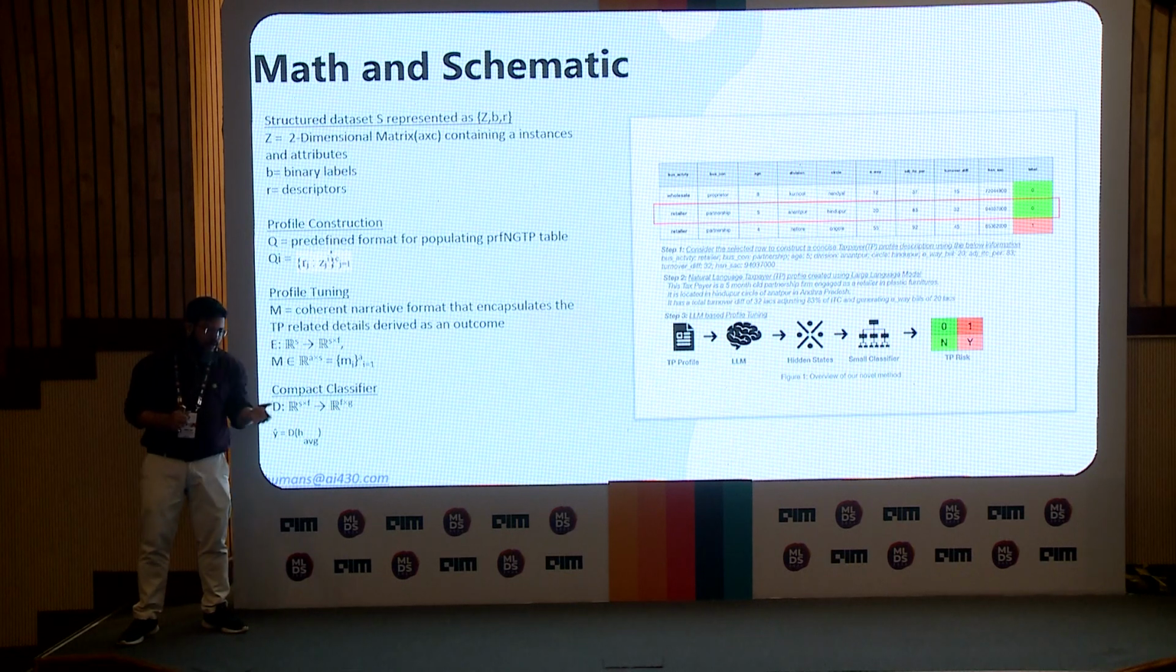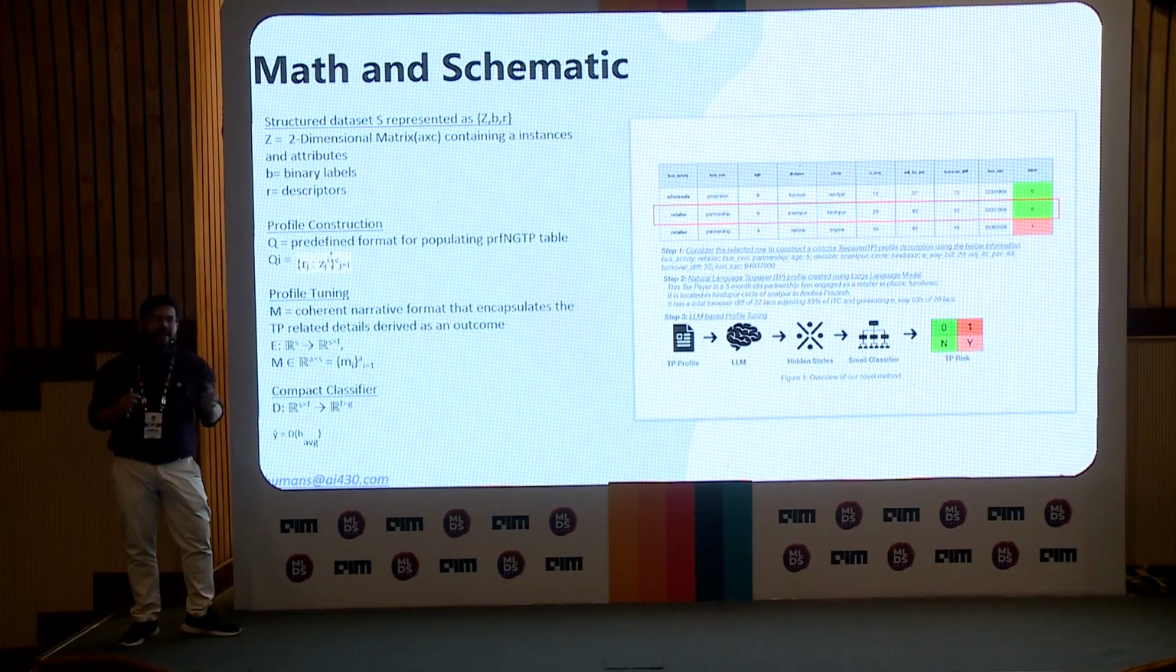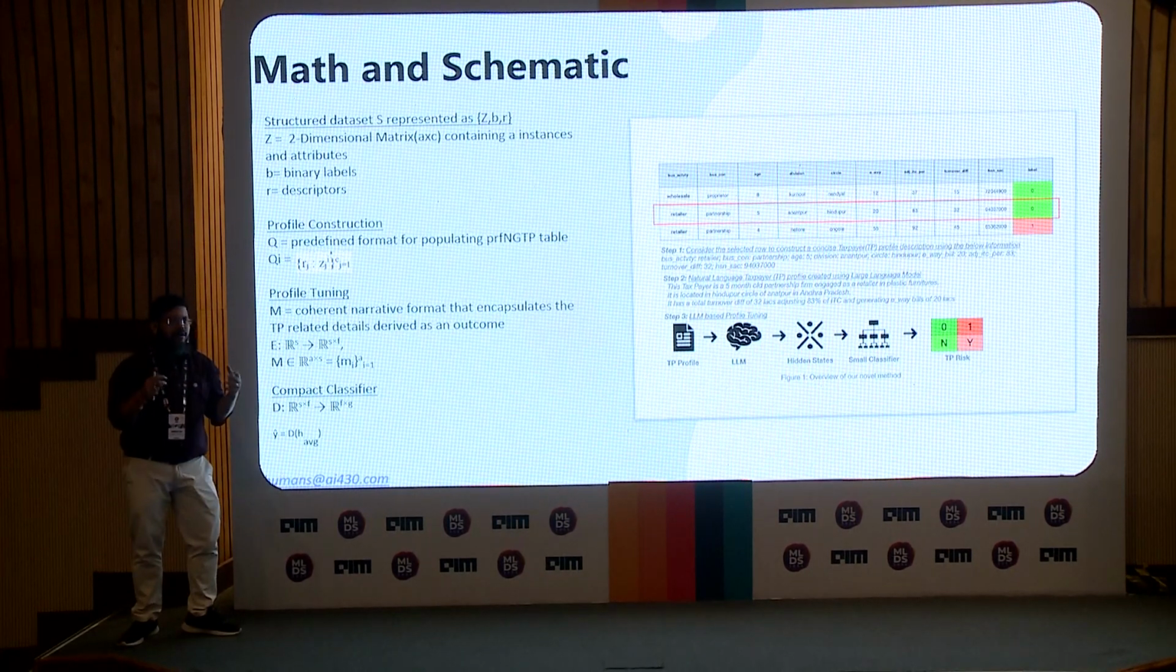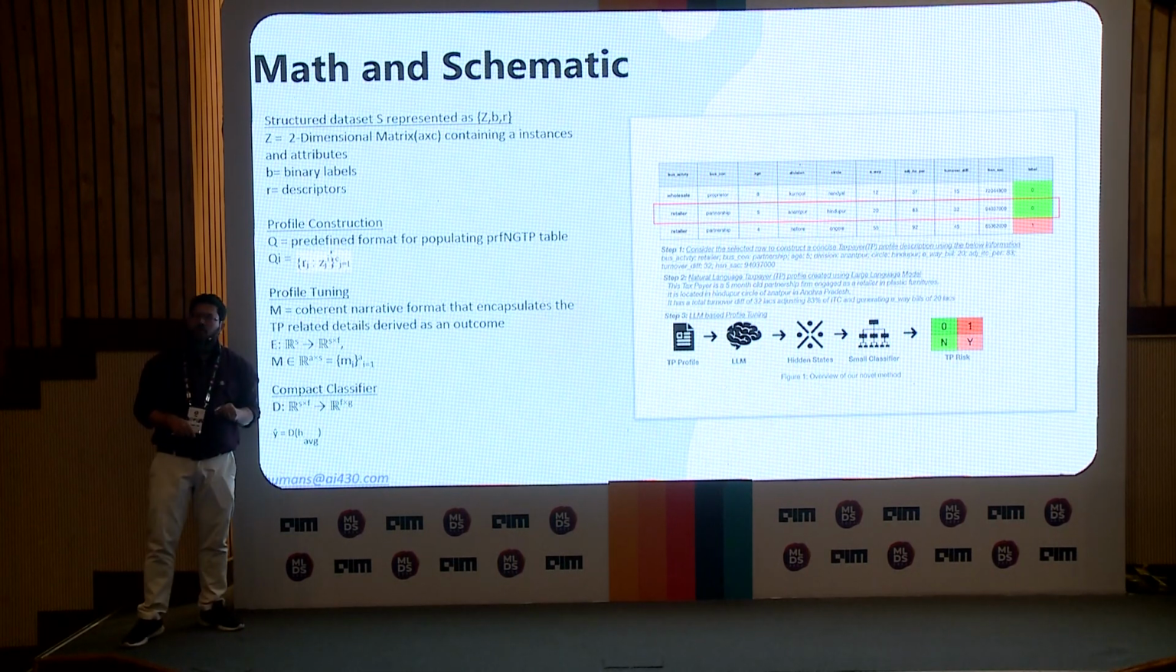Number one is Z. What is Z? Z is essentially a two-dimensional matrix. This is a matrix of the data that you have, which has two columns, A and C. A are primarily your instances, since profiles are still not created. And C primarily are your descriptors, essentially the attributes which define these specific instances.